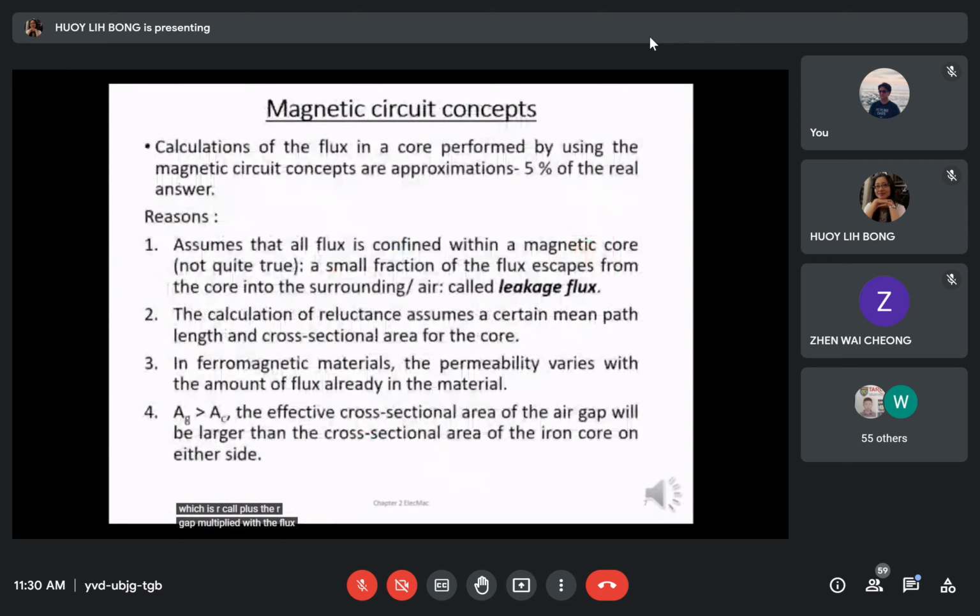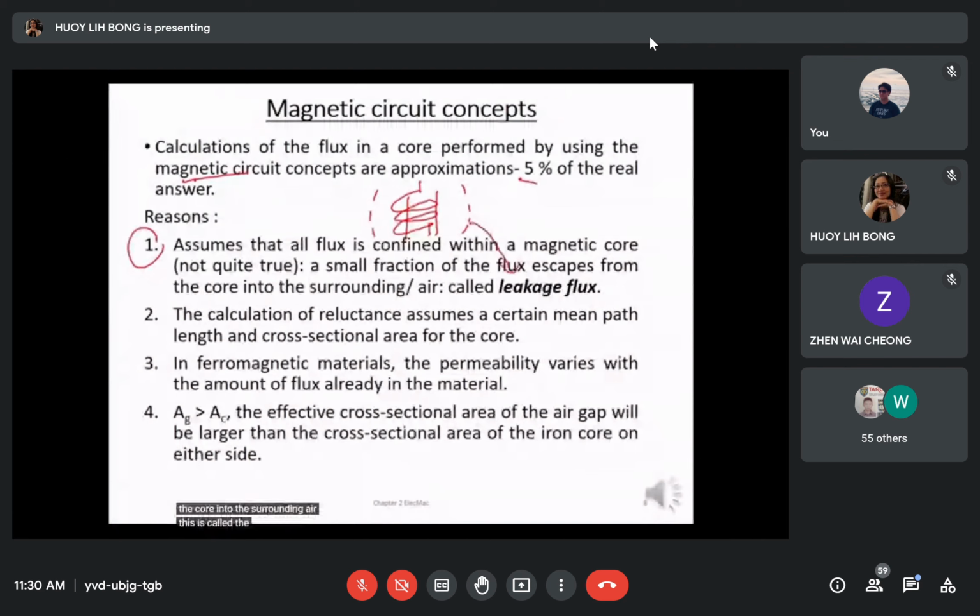Calculations of the flux in a core performed by using the magnetic circuit concepts are approximations. It's around 5% of the real answer. This is due to the following reasons. Number one, we assume that all the flux is confined within the magnetic core structure, which is not true. A small fraction of the flux escapes from the core into the surrounding air. This is called the leakage flux.